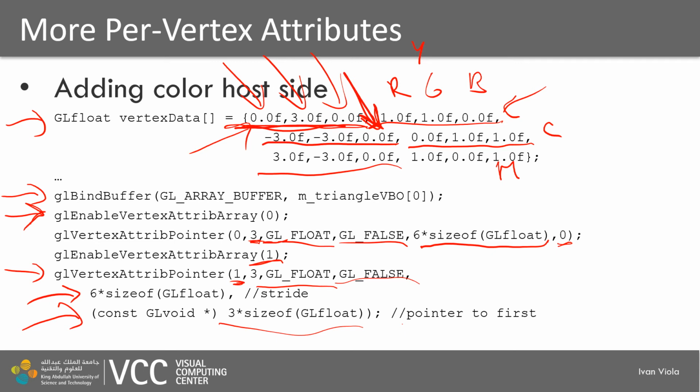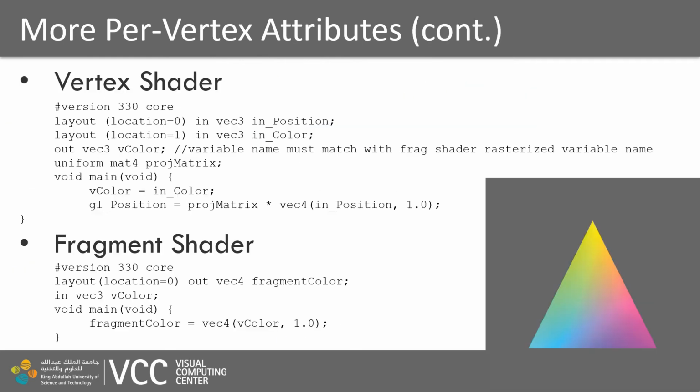And then we will have the position in the location 0 and the color in the location 1. If we look at our vertex shader now, we see that location 0 are the positions. This is the incoming variable. Here is the location 1 where we have the color. But the color, we do not want to have only for the vertex shader. We would like to pass it on to the fragment shader.